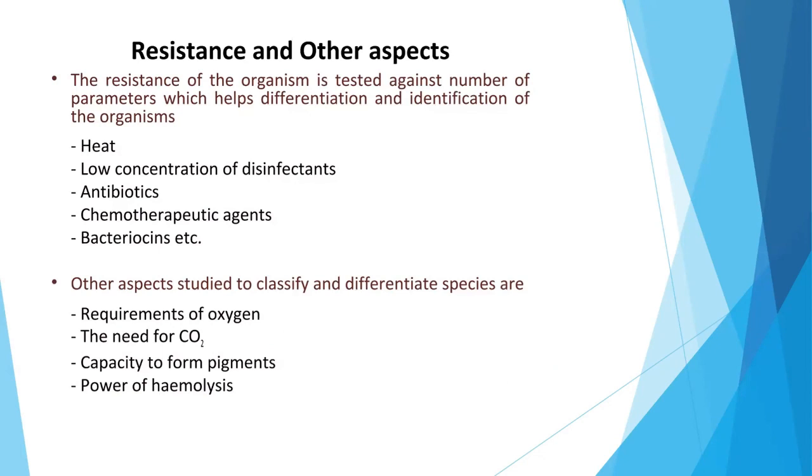Resistance and other aspects. The resistance of the organism is tested against a number of parameters, which helps differentiation and identification of the organism, like heat, low concentration of disinfectants, antibiotics, chemotherapeutic agents, bacteriocins, and so on. Other aspects studied to classify and differentiate the species may be requirement of oxygen, the need for CO2, capacity to form pigments, and power of hemolysis.